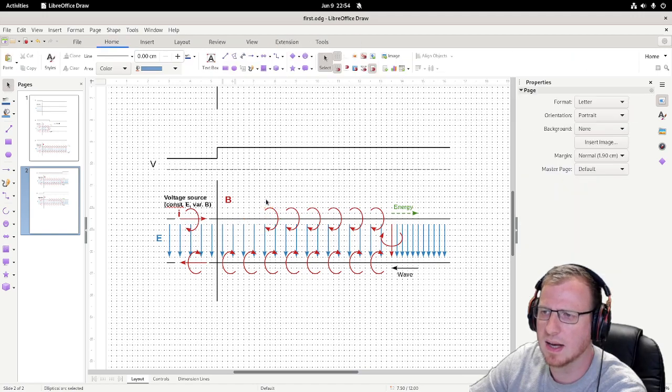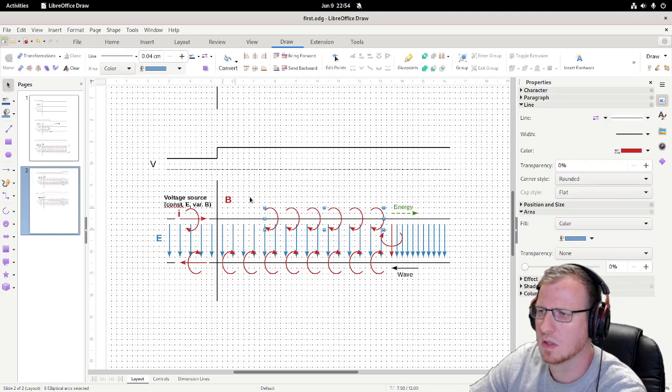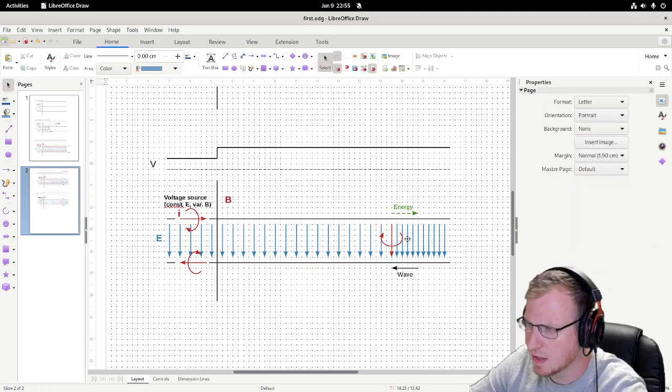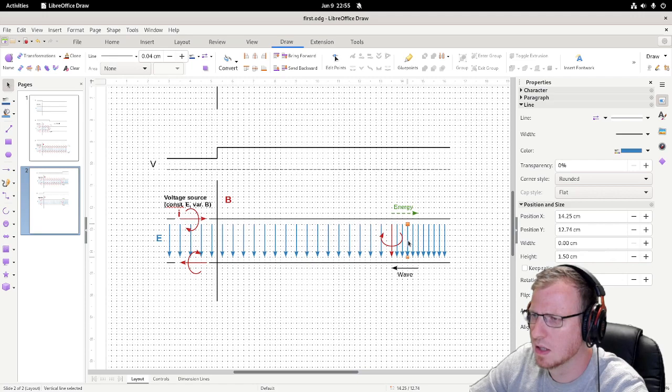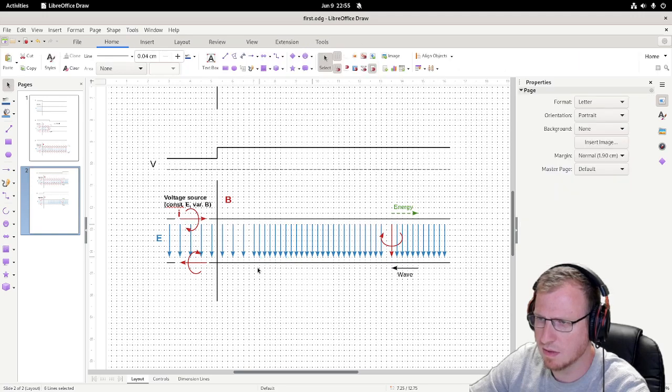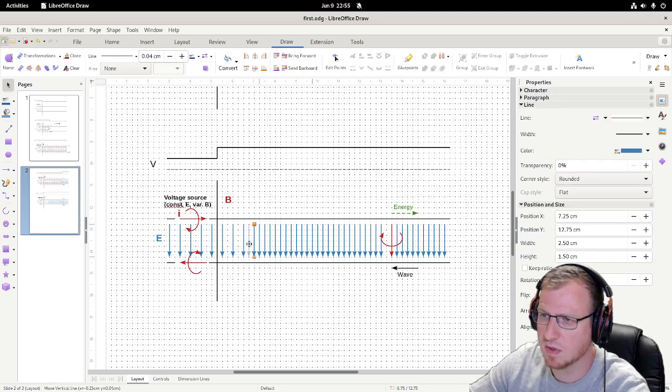The energy of the magnetic field. Yeah, perfect. The energy of the magnetic field is... 1, 2, 3, 4, 5. Copy, paste, paste. The energy of the magnetic field is converted to electrical field energy.